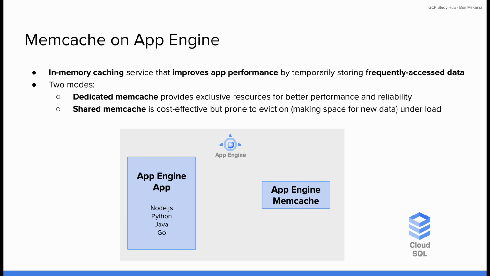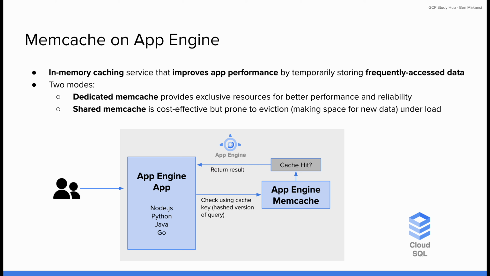We also have Cloud SQL as our backend database for the app. And when a user sends a request, it is received by the App Engine app. The application checks App Engine Memcache by using a cache key that is typically the hashed version of the query. If the cache contains the requested data, then this is what's called a cache hit. And the result is returned directly to the app, significantly reducing the load on the database. So the request never hits the backend database. And that's kind of the idea behind having a Memcache, right?